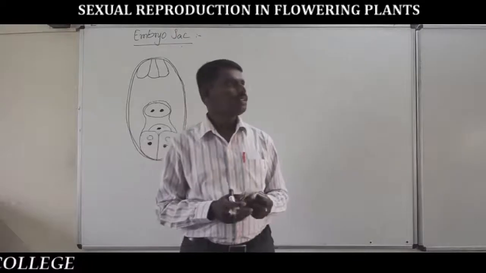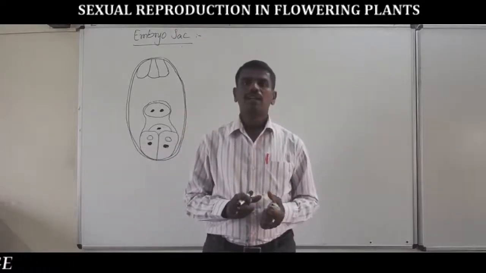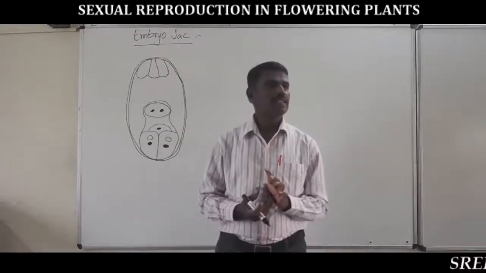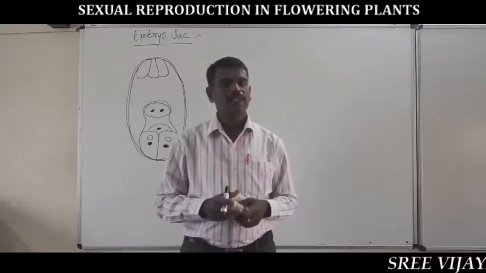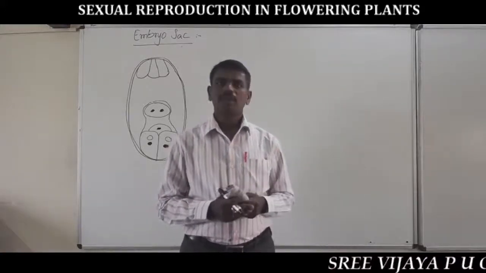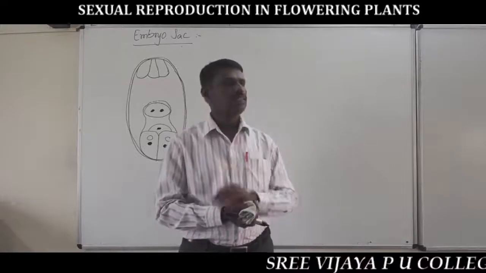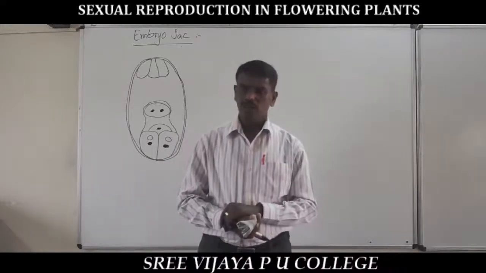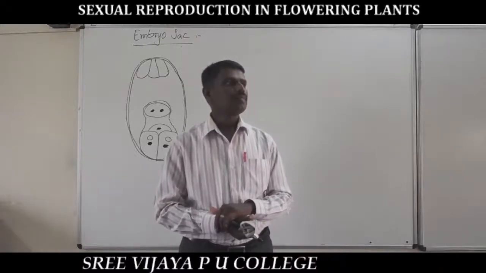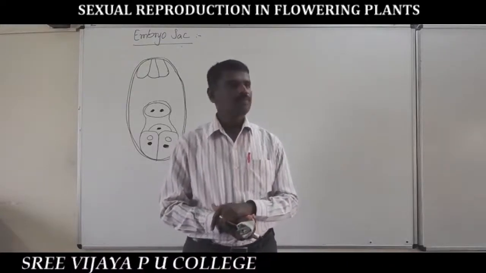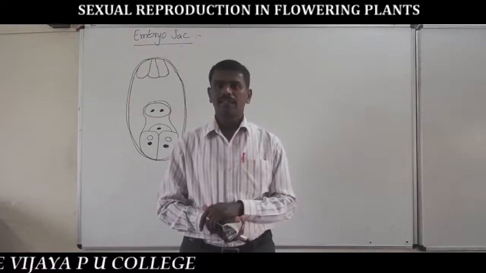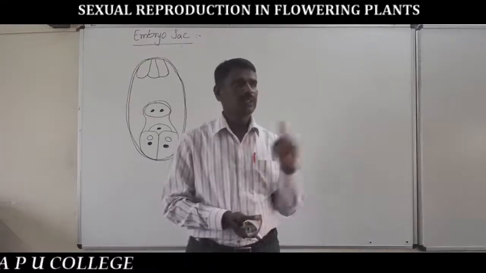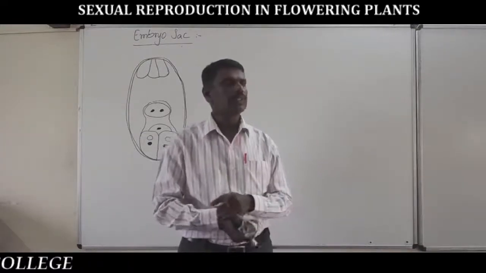It is covered with two wall layers, that is integuments. Below that is the nucellus, and inside that is the embryo sac. That embryo sac is developed from the cells of the nucellus. We discussed this in that class.